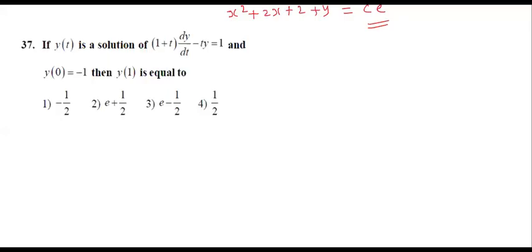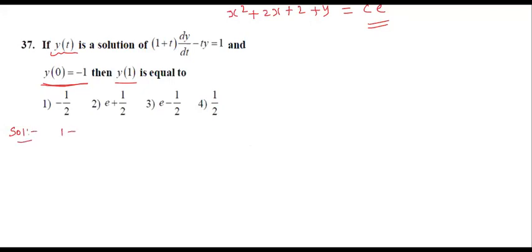See the 37th question. If y of t is a solution of 1 plus t into dy by dt minus ty is equal to 1, and y of 0 is equal to minus 1, then y of 1 is equal to? By using this condition we are going to find the c value, and after that y of 1. Y of 0 is equal to minus 1 means t value is 0 and y value is minus 1. But before that, first we want to find the solution.